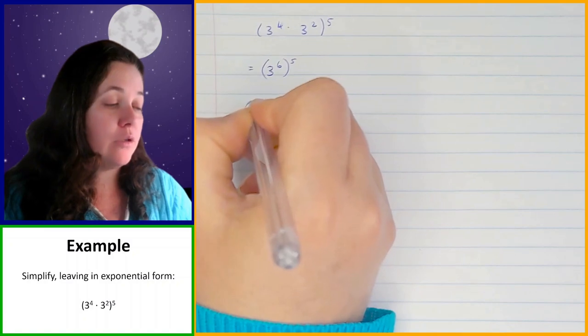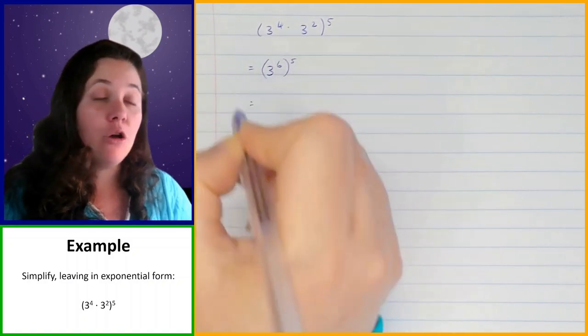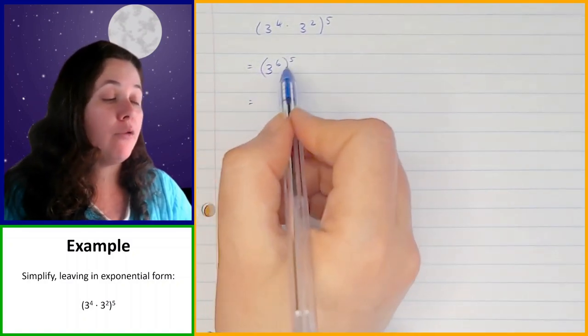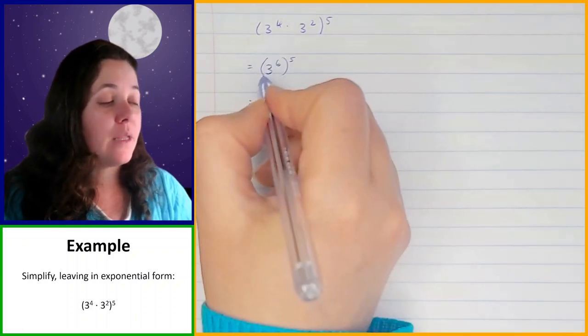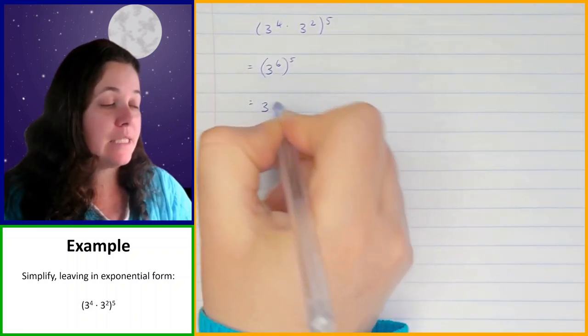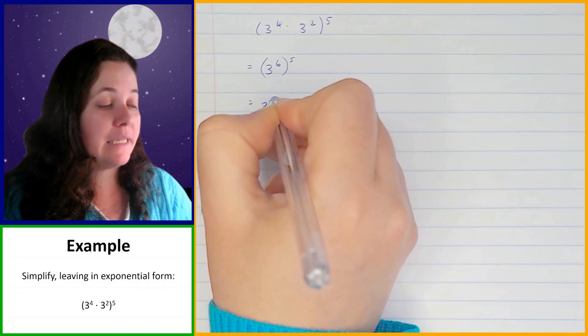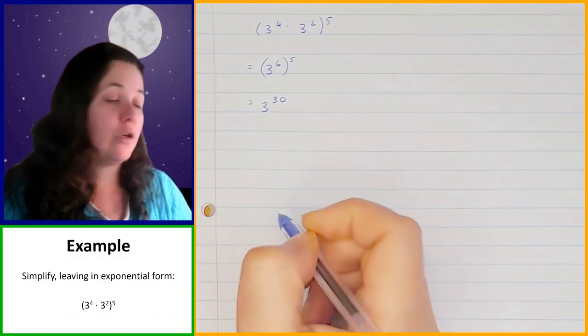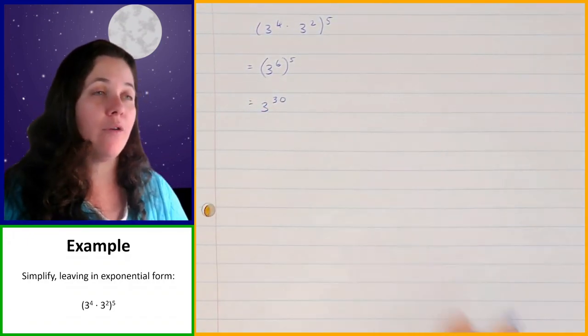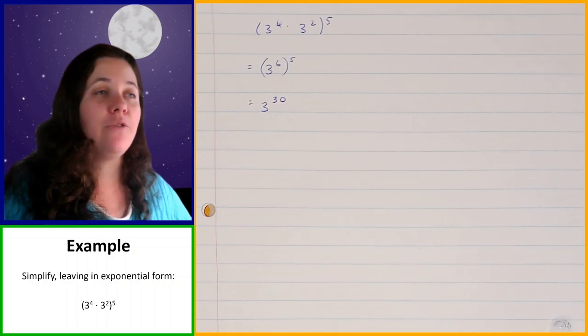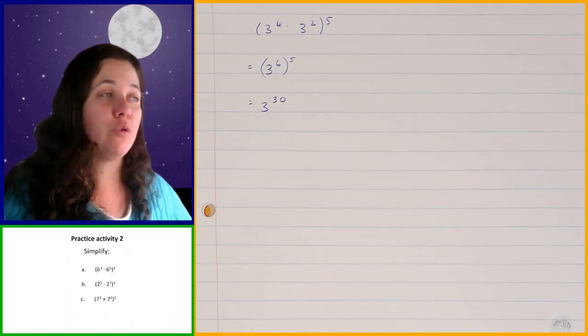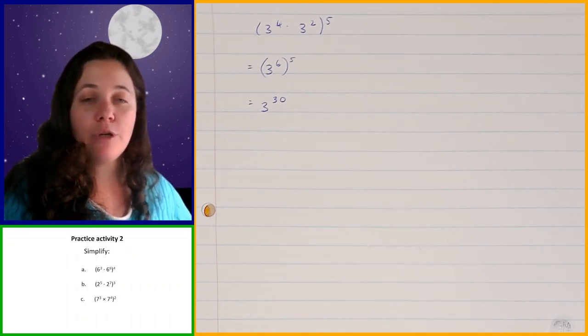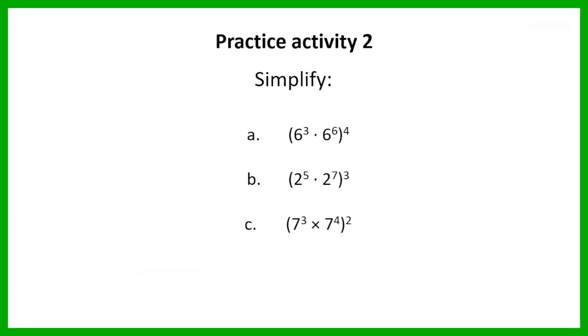So now, once I've simplified that, I can go and drop the brackets by raising the power to the power and say my base is going to stay the same, stays 3, and then I multiply my exponents, and that gives me to the power of 30. So for that example, I get 3 to the power of 30. Okay, so now I'm going to give you a few that you're going to work on for yourself, and I'm going to give you 2 minutes to do it.